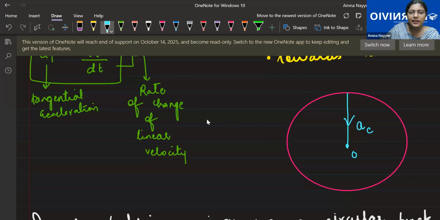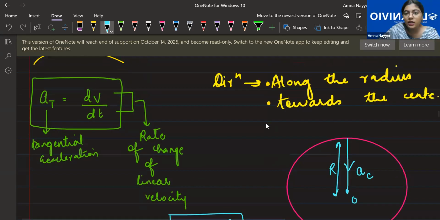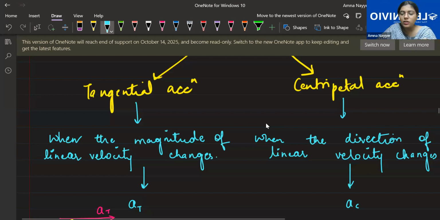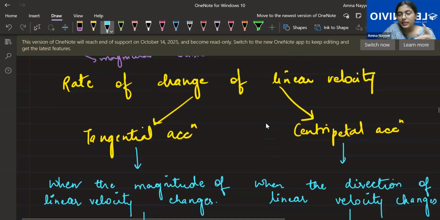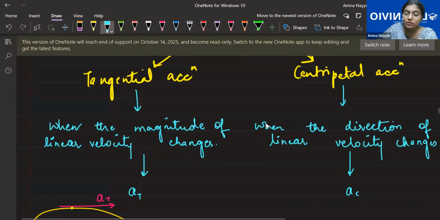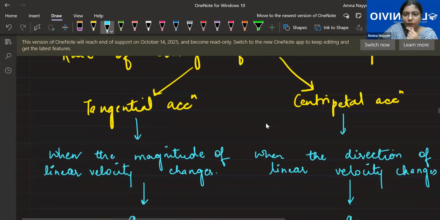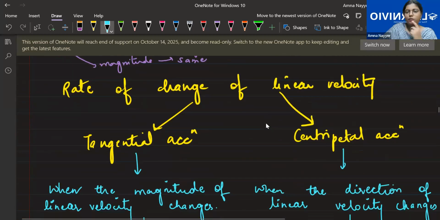The formula of centripetal acceleration is very easy. Centripetal acceleration is v square divided by r. R means the radius of the track and v means its linear velocity. This has nothing to do with your angular velocity. These two accelerations are coming because of change in the linear velocity. Angular velocity changes we'll see later. Do one thing, write it till here, then we'll solve the numericals. Please start writing from here.